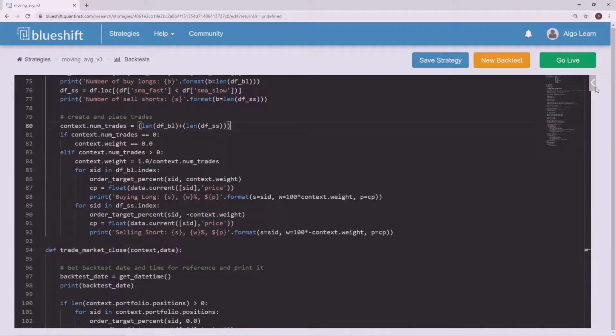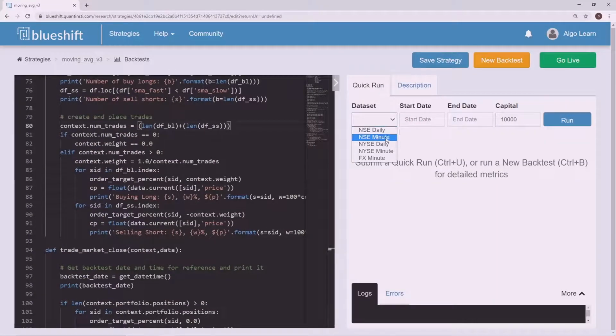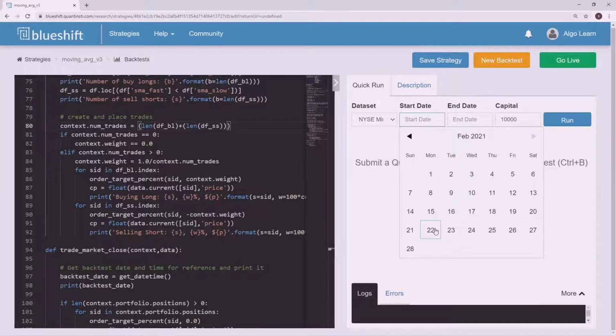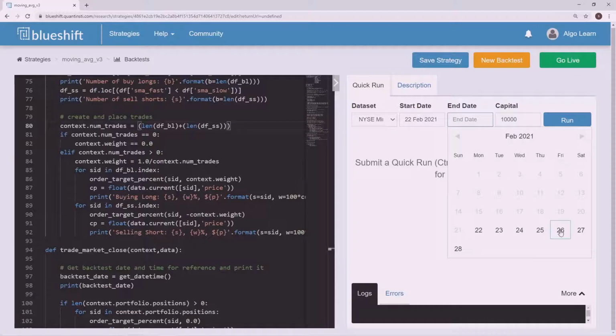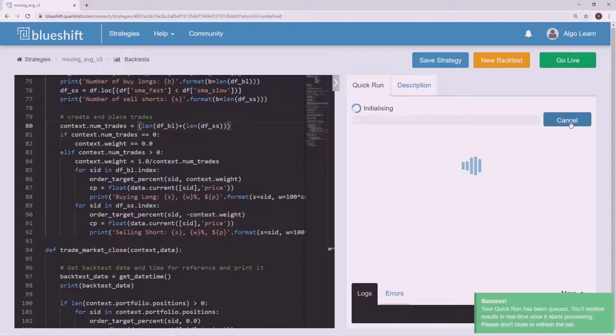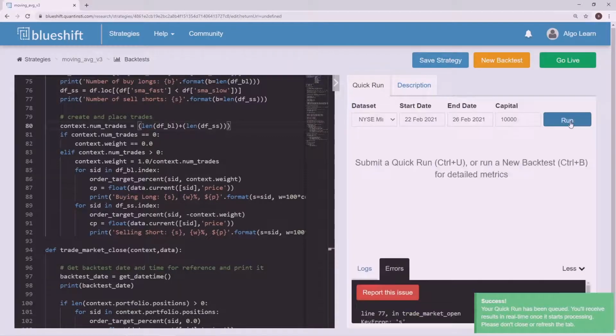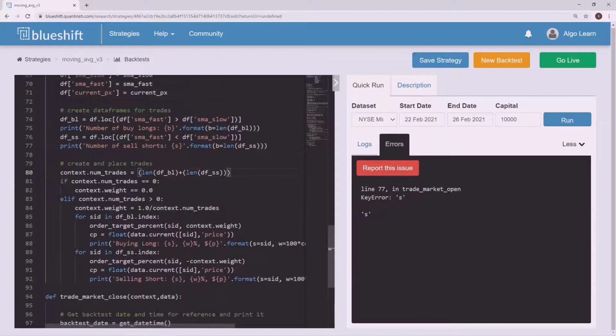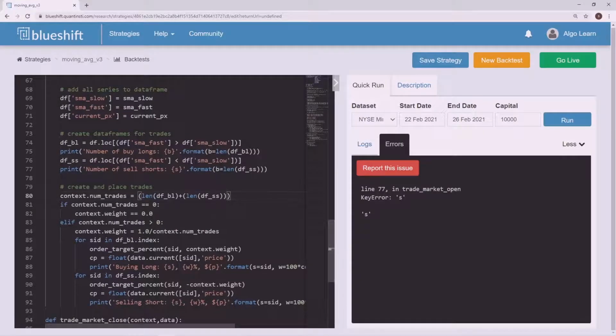Okay, let's do a quick run here, and let's go back to February 2021. Let's go from the 22nd through the 26th and run this. We'll see if we have any syntax errors. Okay, line 77. Yes, there we go. It needs to be an S.